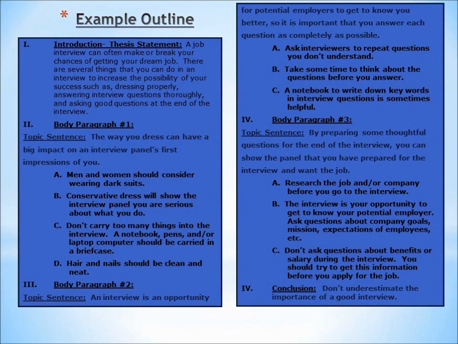And finally, here's an example outline. You'll see that the thesis statement is very strong and gives different examples to identify that the thesis statement is correct. Each example is then followed with different topic sentences for each body paragraph. And finally, there is the conclusion. Don't underestimate the importance of a good interview.